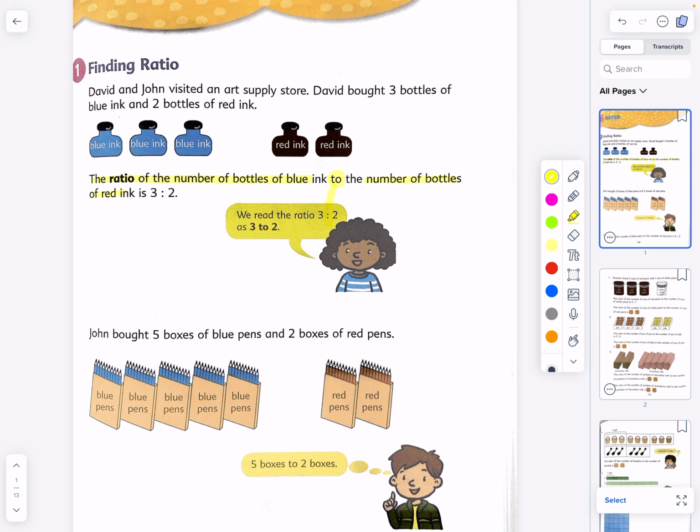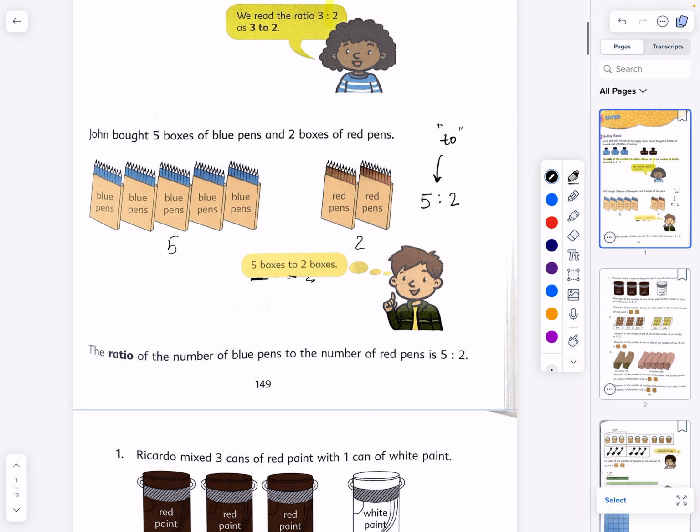Look at the next example. John bought 5 boxes of blue pens and 2 boxes of red pens. Again, it's very pictorial, very easy at first to understand. We have 5 boxes of blue, 2 boxes of red. We can say the ratio of blue to red pens is 5 to 2. Or we would write it in the language of math as 5:2. And we use this colon for the word "to" in English. You know how in the language of math, most English words have an equivalent representation. So the word "to" is a colon, which is, by the way, also a division sign, as you all know, and there is a connection.